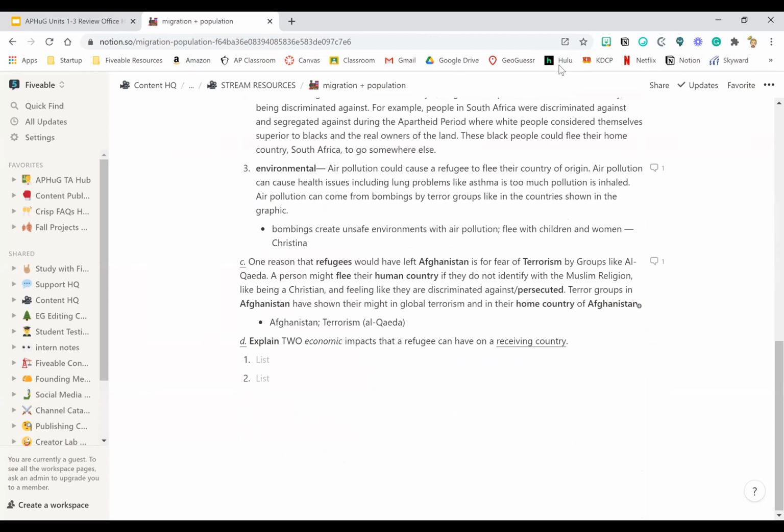Does anybody have any ideas? If nobody has any ideas, I'll come up with one. Oh, I have an idea. Wouldn't one for economic be the increase in guns and smoke bombs, because that's what causes most of the problem.